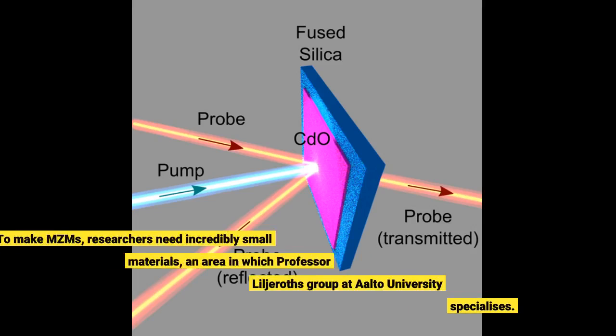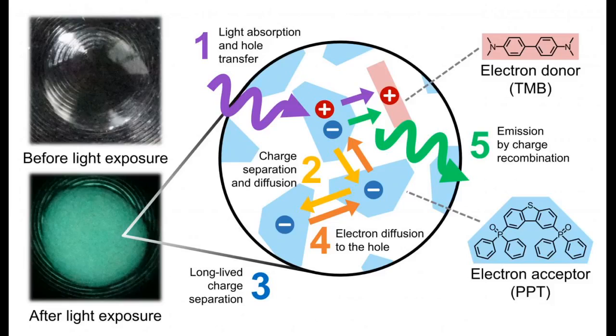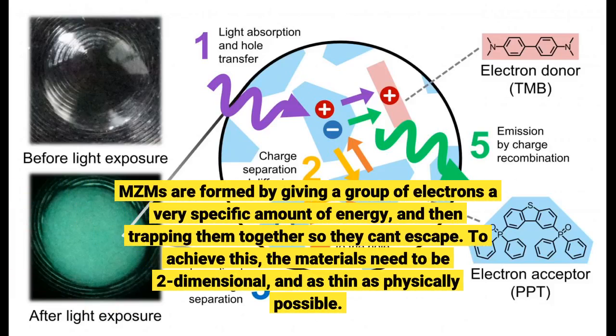To make MZMs, researchers need incredibly small materials, an area in which Professor Liljeroth's group at Aalto University specializes. MZMs are formed by giving a group of electrons a very specific amount of energy, and then trapping them together so they can't escape. To achieve this, the materials need to be two-dimensional, and as thin as physically possible.